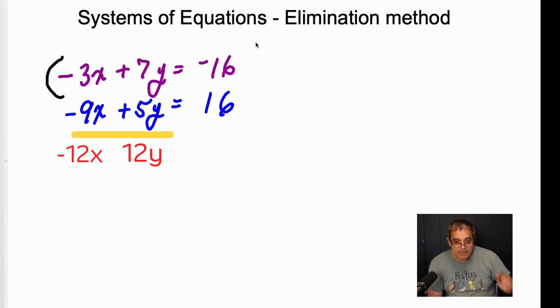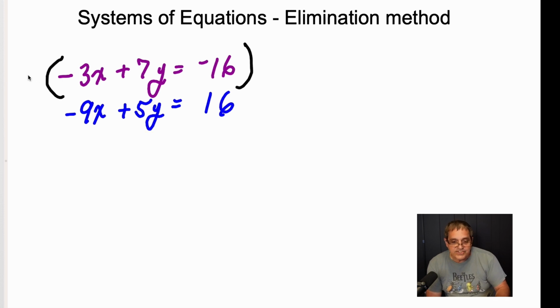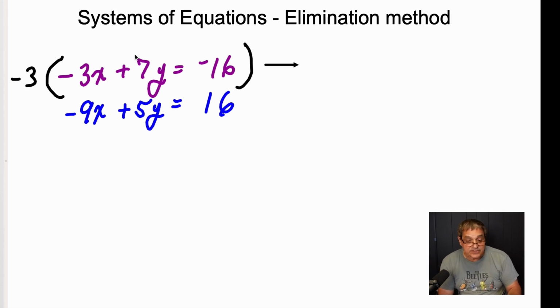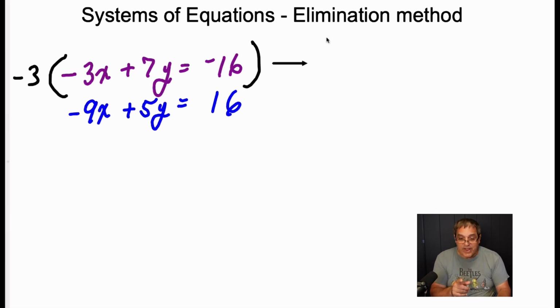Nothing has eliminated. But what I'm going to do is I say, gee, look at this negative 3x. If that was only positive 9x, it would eliminate with the negative 9x. So what I'm going to do is I'm going to change it into a positive 9x. How do I do that? Well, I will multiply that by negative 3, because a negative 3 times a negative 3x is positive 9x. But in order to be algebraically correct, I have to multiply everything by negative 3. If I only multiply one part by negative 3, I've ruined the equation.